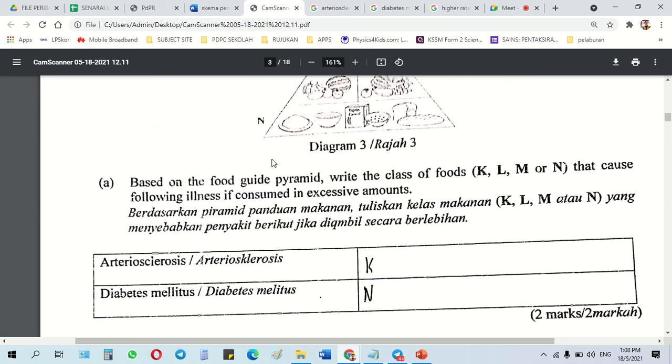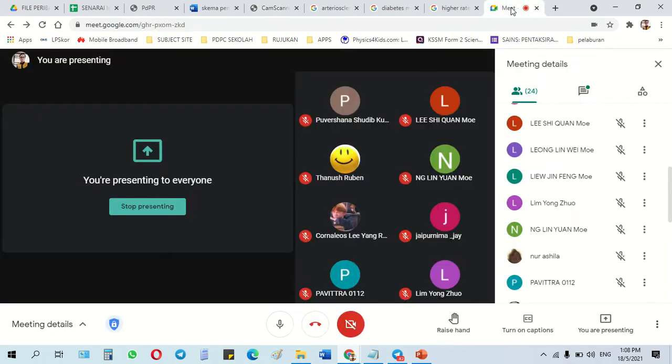Diabetes mellitus because of sugar. So kalau kita ambil terlalu banyak karbohidrat, so lastly dia akan jadi sugar. Ni kenapa raise hand? Kalau you click here means that you nak tanya something. Kalau nak tanya something, you can open your mic and then boleh cakap lah nak tanya apa-apa.